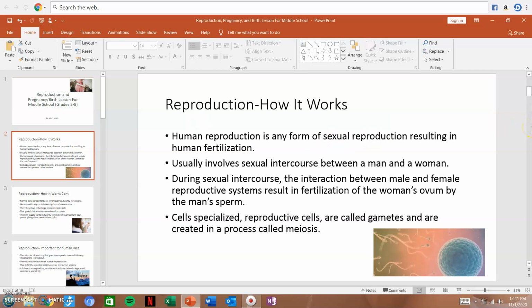So first, reproduction, how it works. Human reproduction is any form of sexual reproduction resulting in human fertilization, usually involves sexual intercourse between a man and a woman. During sexual intercourse, the interaction between male and female reproductive systems results in fertilization of the woman's ovum by the man's sperm. Specialized cells, reproductive cells, are called gametes and are created in a process called meiosis.